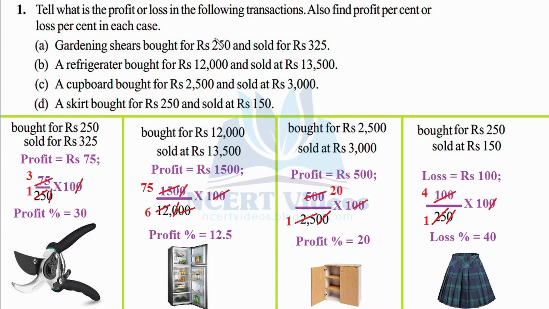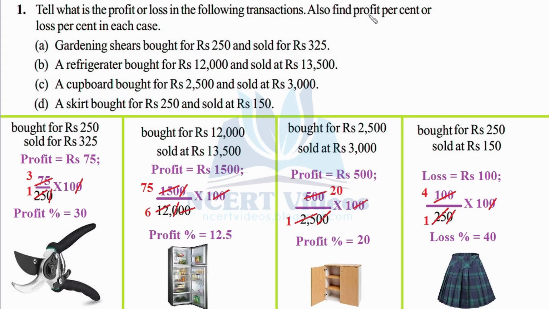So this is the cost price of these gardening shears. These are your pairs of gardening shears. So the CP, or the cost price, is 250 and they are sold for 325. Clearly it is a case of profit, and we can calculate how much is the profit by subtracting cost price from selling price. So when you subtract 325 minus 250, you get 75.